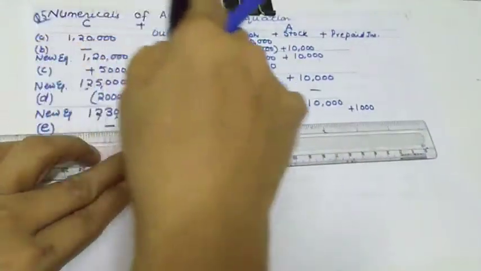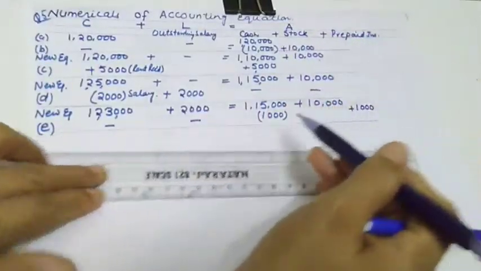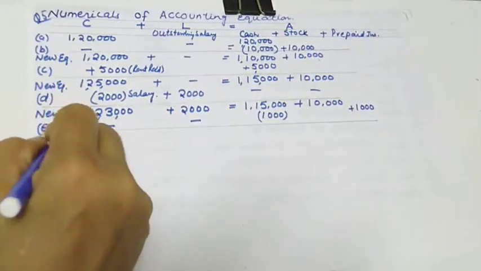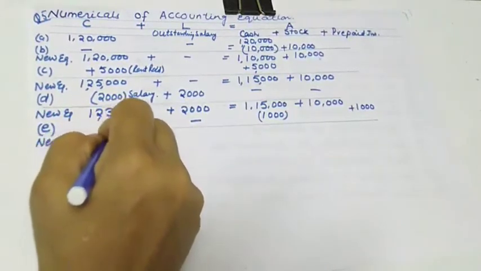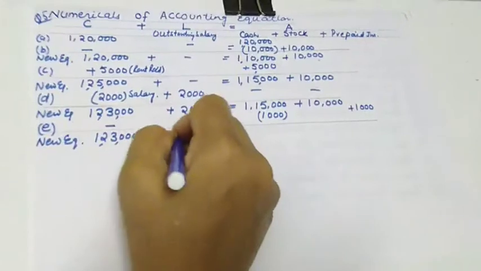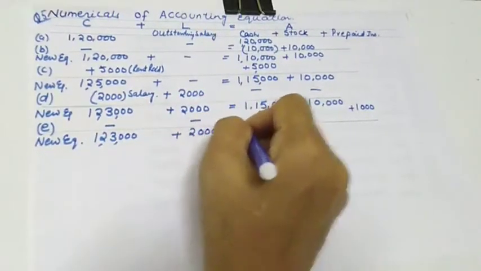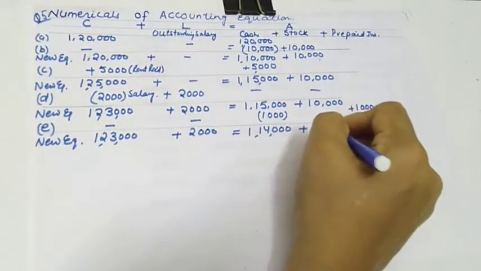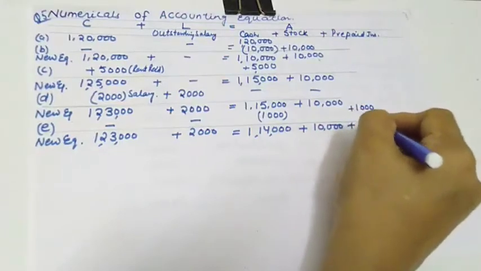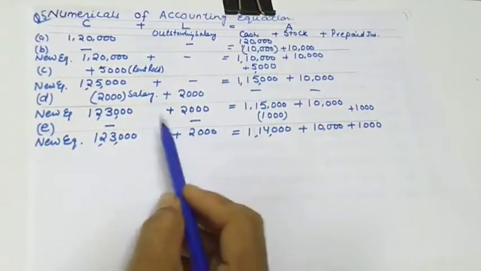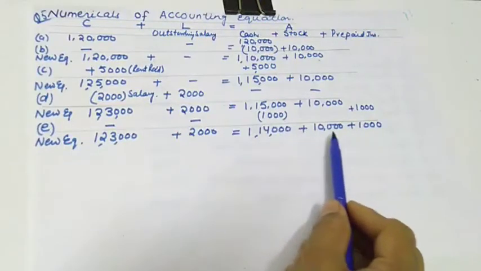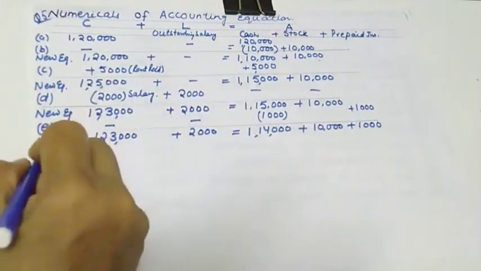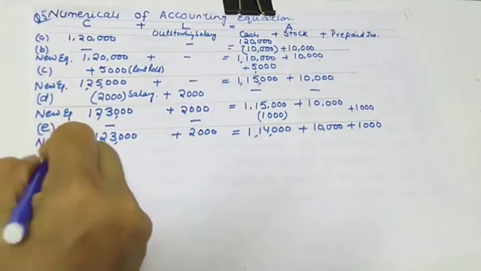So now let us see the new equation. Every time you need to draw this line, and that's a good presentation because your presentation matters a lot. 1,23,000 here, no change here also, and here it will be 1,14,000 plus 10,000 and plus 1,000. Let us see whether left hand side is equal to right hand side or not. This is 1,25,000 and this is also 1,25,000. 114 plus 11.